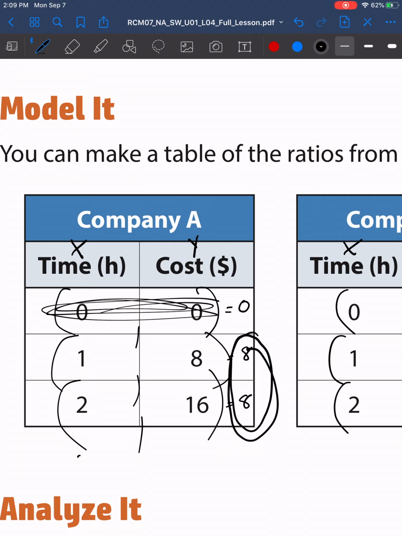So if my next one said 3, I know what the next thing should be because I could multiply it by 8, right? So 8 times 3 is 24. What if the next one was 4? I could take 4 times 8 and get 32. So I can keep finding each of my points, right?